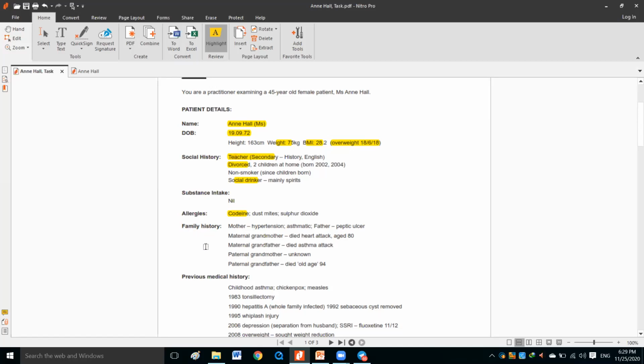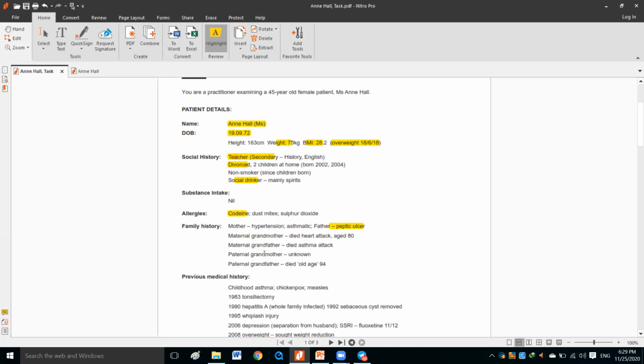Family history. Father, peptic ulcer. This is relevant, otherwise nothing relevant. Just take it step by step. Mother, hypertension. Is it relevant to mention hypertension with regard to the digestive system insult? Not relevant. Asthmatic, not relevant. Father, peptic ulcer, yes, relevant. So we have a positive family history of peptic ulcer.